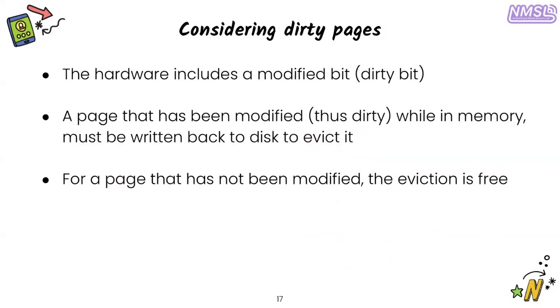One more thing, dirty pages. There's something called a dirty bit, or the modified bit. If a page has been modified while in memory, then it's dirty. When you're trying to evict it, it must be written back to the disk. So certain algorithms might actually prefer the clean pages, because the eviction is actually free. So you could consider dirty pages in your replacement policy.